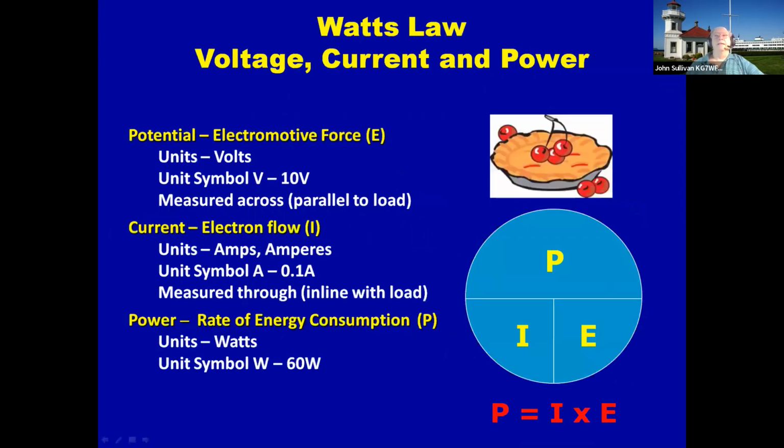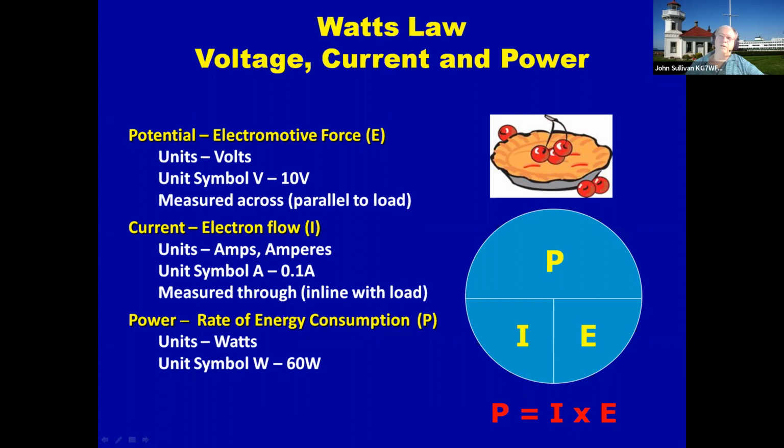Okay. Watt's law. We talked about Ohm's law, which was the relationship between voltage, current, and resistance. Watt's law is the relationship between power, current, and voltage. Potential or electromotive force or voltage, E, again, same letter symbol. Current, electron flow, same thing, I. Now we have a P for power. So pie, you can remember that cherry pie there to remember it.